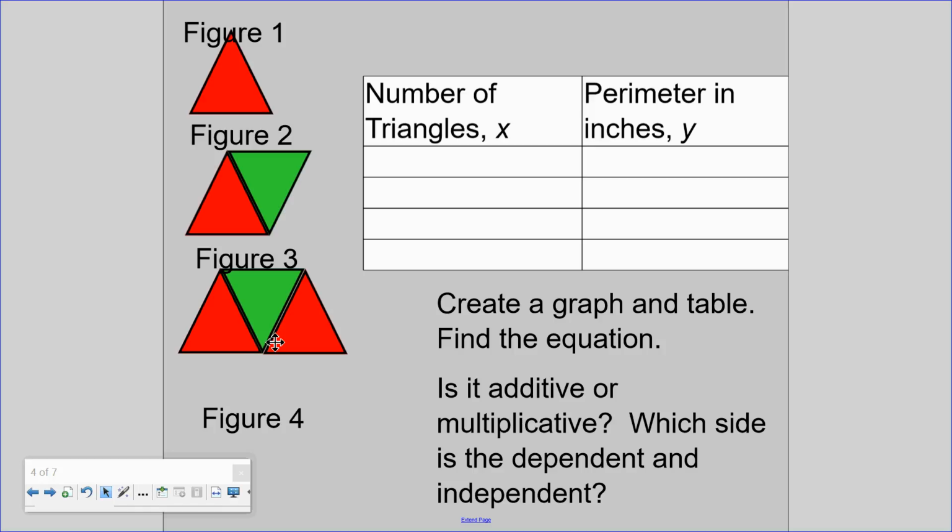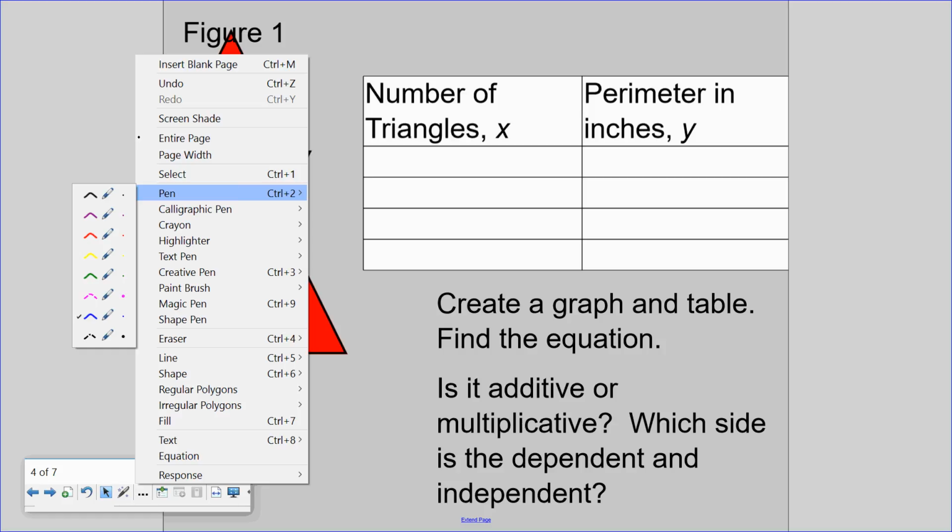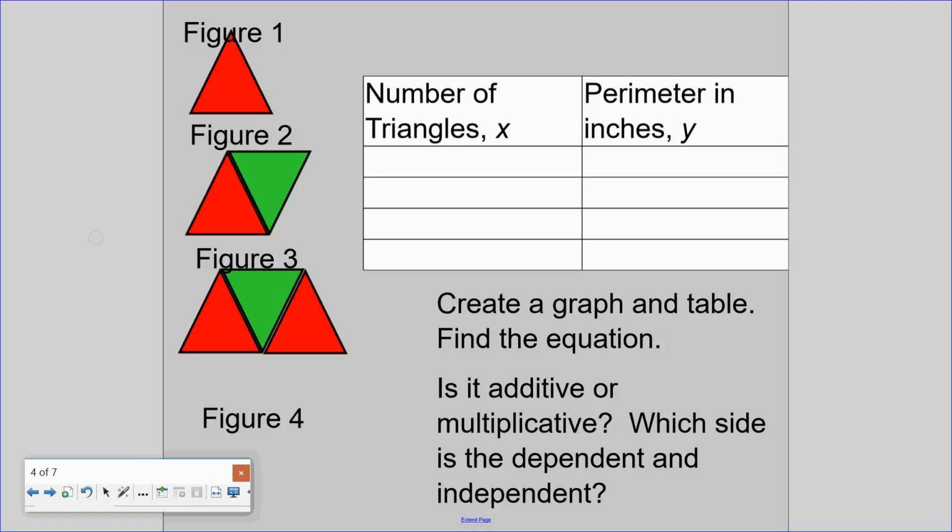Again, what is the definition of perimeter? Perimeter is the distance around the figure. So, using my pen, Control 2. I wonder if that's faster. Control 2 instead of me trying to come up here. So, number of triangles. Figure 1 has 1 triangle. Perimeter is 3. You get a ruler and measure each side of this triangle. 1 inch plus 1 inch plus 1 inch is 3 inches.